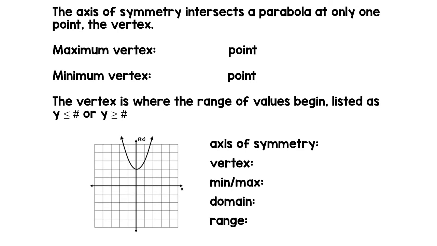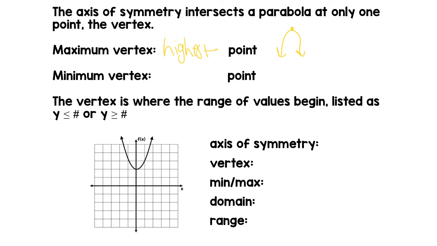The axis of symmetry intersects a parabola at only one point, also known as the vertex. It's like the tipping point for where the direction changes from down to up or up to down. If we have a maximum vertex, it's the highest point on our parabola, and that's if it opens down. That's got a vertex, a maximum right there.